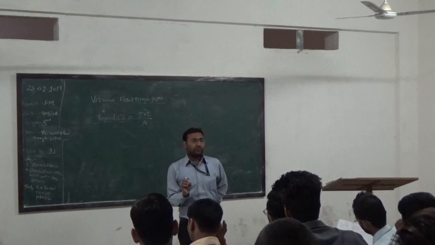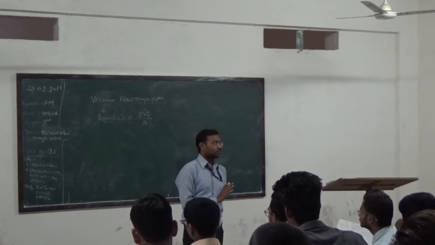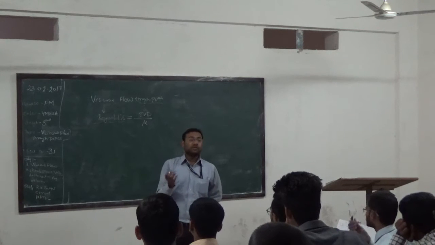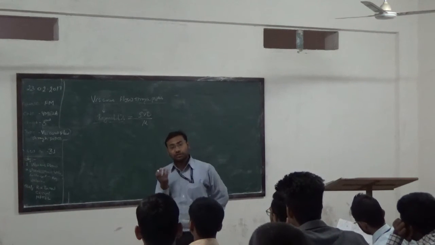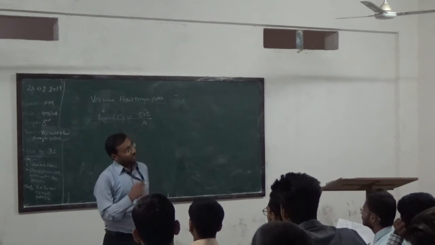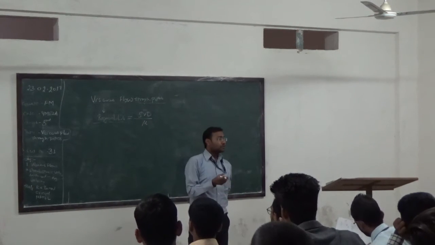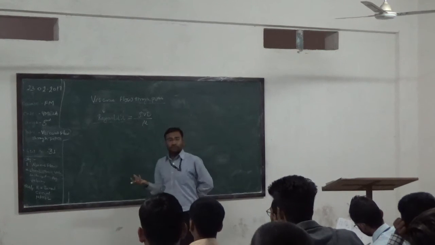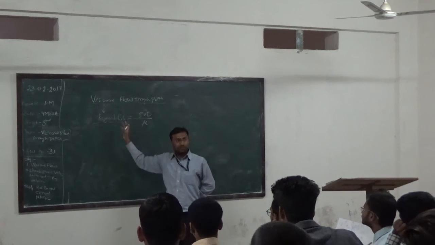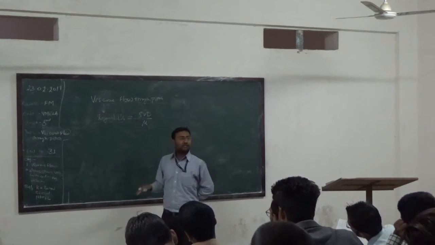Now, if the viscous forces are dominant in a fluid, meaning the viscosity of the fluid is more, then the flow is known as viscous flow. Another criterion is V, the velocity of the fluid. If the velocity of the fluid is less, then the Reynolds number will be less.